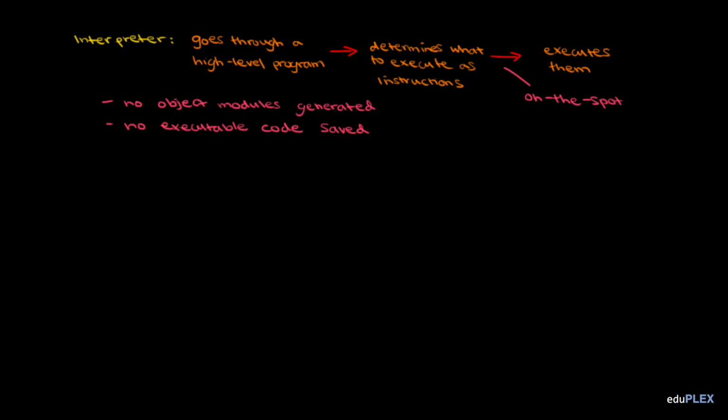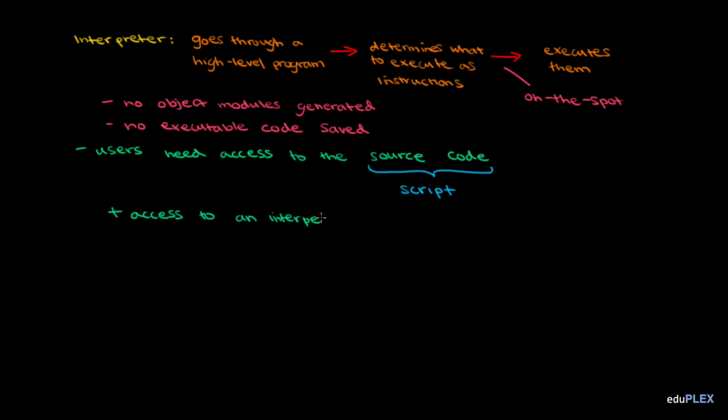Because of this, the users don't get sent an executable file since the executable file isn't even saved by the interpreter. Instead, they need access to the program's source code, which is often called the script in this case, and they also need access to an interpreter. The program has to be interpreted again and again, every single time it's run.